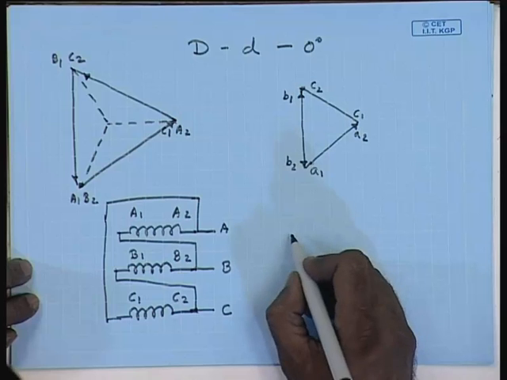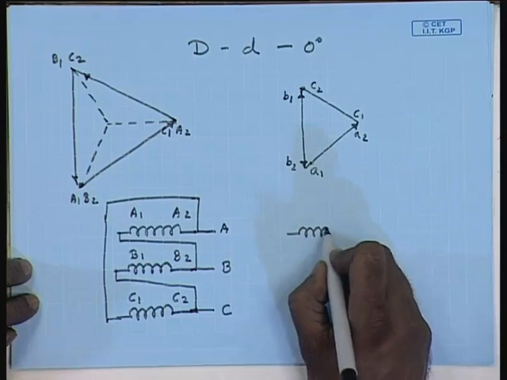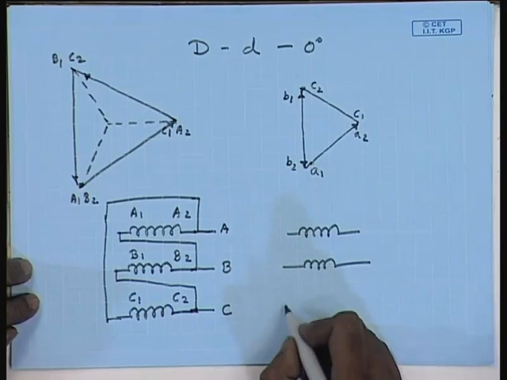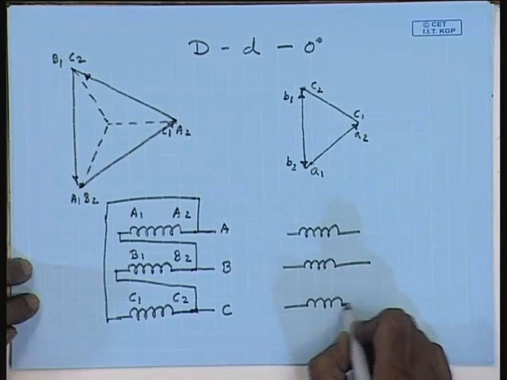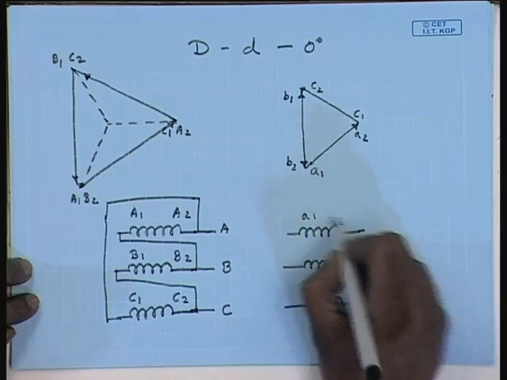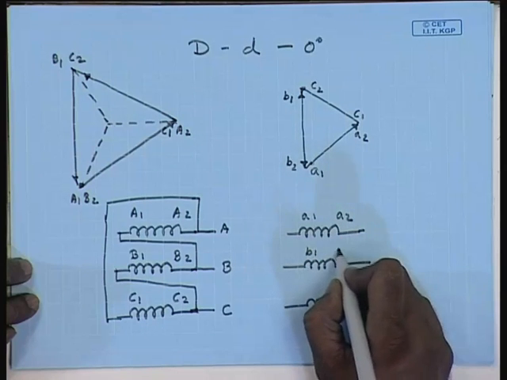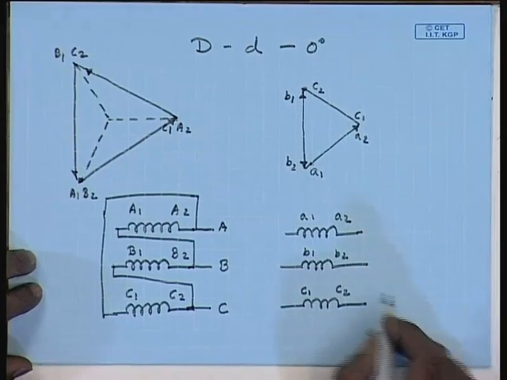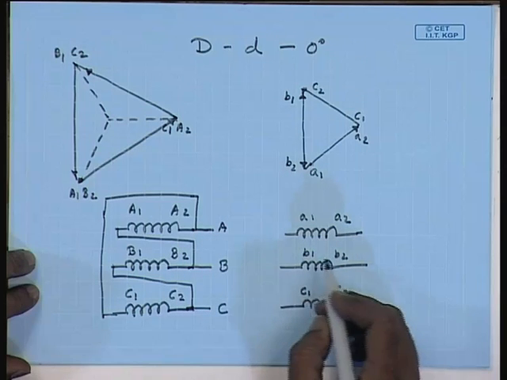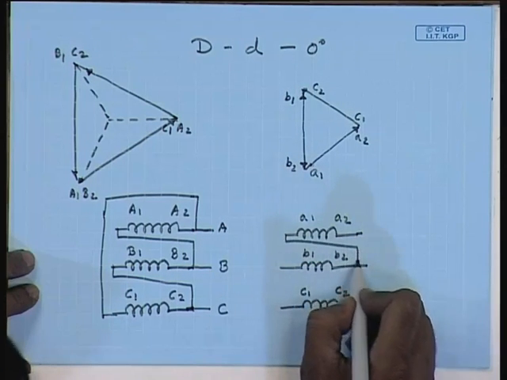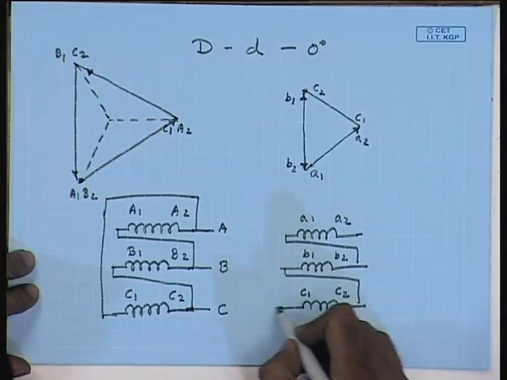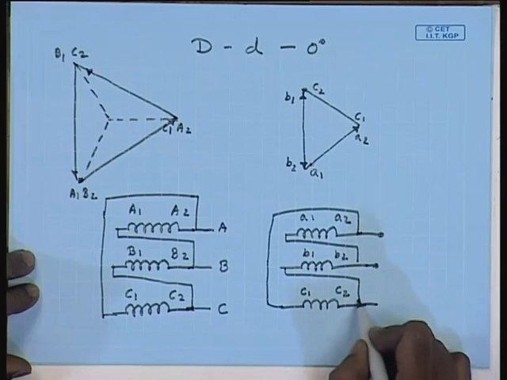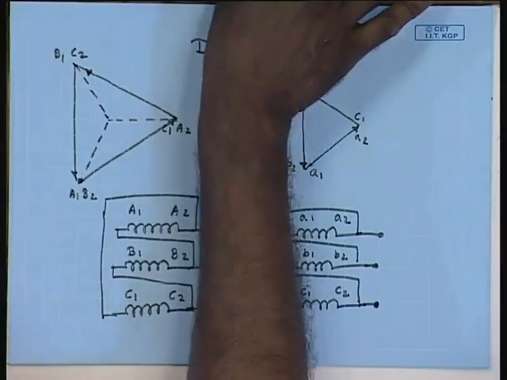On the low voltage side, A1, A2, B1, B2, C1, C2. The connection is made by connecting A1 to B2, B1 to C2 and C1 to A2. This gives me the connection of DD0.